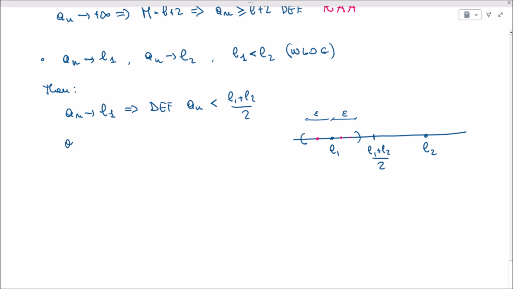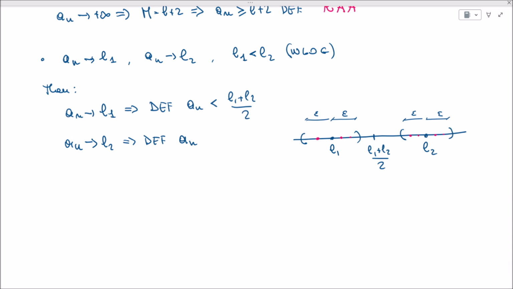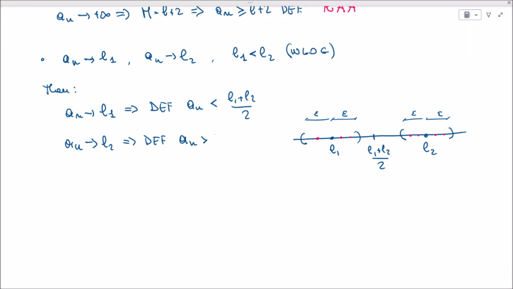Okay? The same way we can say that if an tends to L2, it must be true that definitively an should belong to this interval with range epsilon. So we have the elements of the sequence that will stay within this interval. So we can say that an is larger than L1 plus L2 divided by 2. But clearly these are two inconsistent statements.